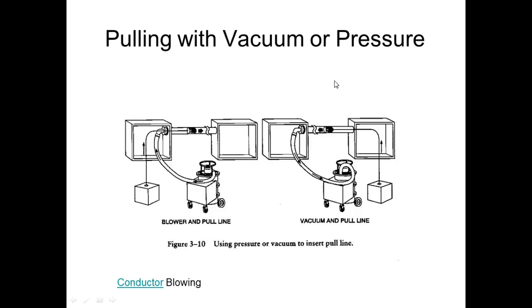So this is vacuum or pressure pull, which is pretty neat. And like I said, they make these machines, but I've seen people use shop vacs. And a real good shop vac, seal it up, go on the other end, hook it up to your conduit.